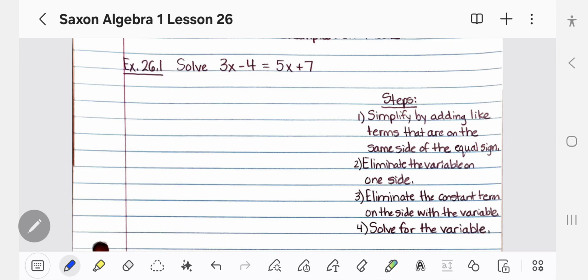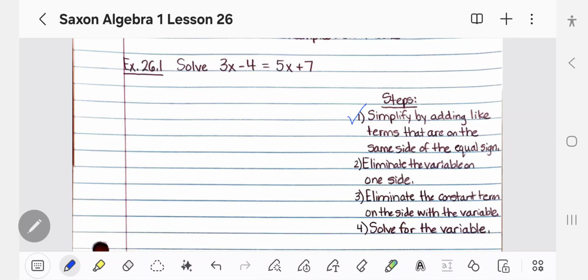Number 1 is to simplify by adding like terms that are on the same side of the equal sign. So let's look at this example 26.1. We're going to look at this left side of the equal sign, and notice that we have two terms. Here's a term, a subtraction sign, and another term. Those terms are not like terms, so we cannot combine them. Let's look at the other side of the equal sign. We also have two terms separated by a plus sign. They are not like terms, so we cannot combine those. So we're off to a good start. Okay, we've accomplished step 1 because you couldn't do that with this equation.